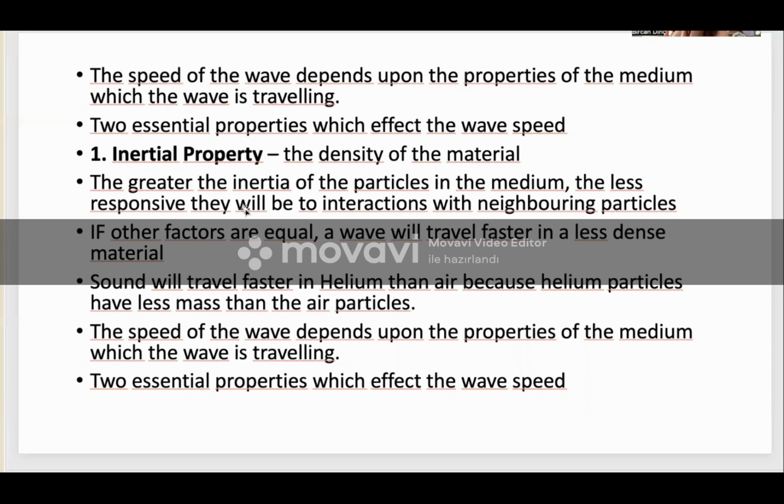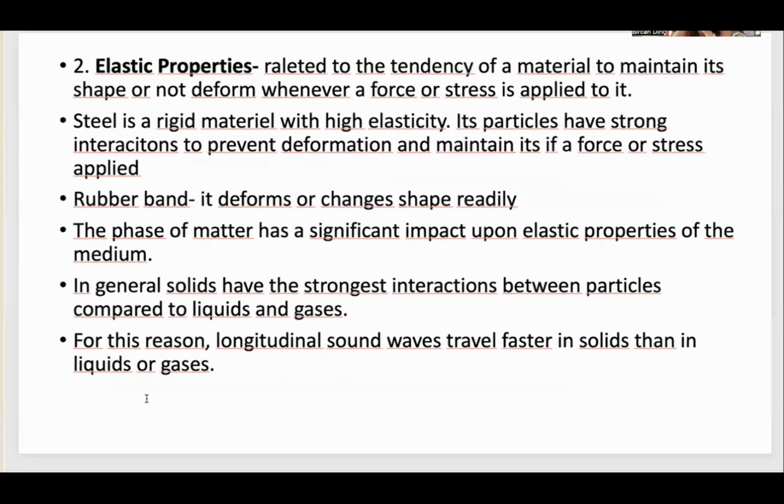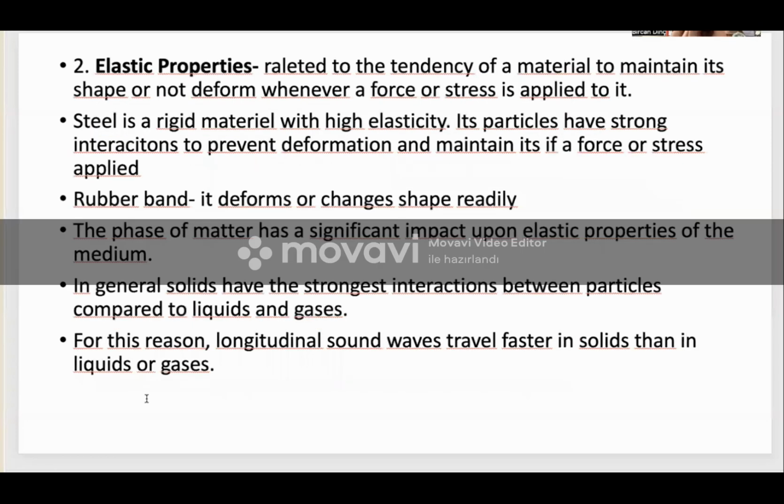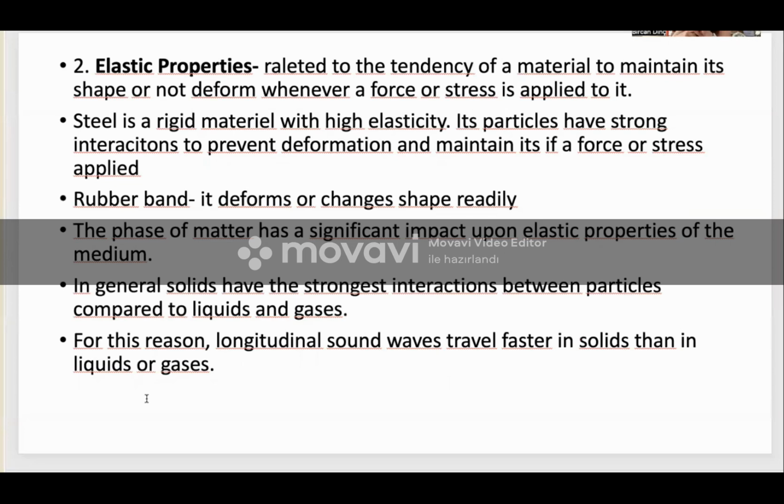So this is important. The speed of a wave depends upon the properties of the medium in which the wave is traveling, and this will affect the wave speed. The second one is elastic properties, related to the tendency of the material to maintain its shape or not deform whenever a force or stress is applied to it. Steel is a rigid material with high elasticity. Its particles have strong interactions that prevent deformation and maintain its shape if a force or stress is applied.